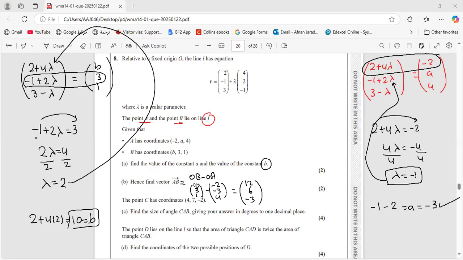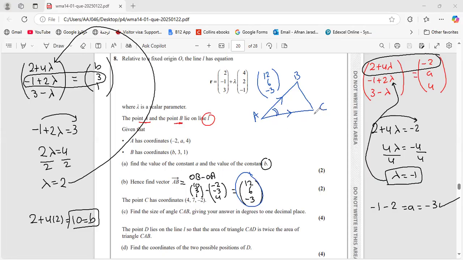And to one decimal place. To find the size of angle CAB, the point C equals this one. So draw this rectangle like this. Don't miss A, B, C. You have AB, which is (12, 6, -3), and you need the size of angle CAB. CAB, this angle. So I need to find AC.